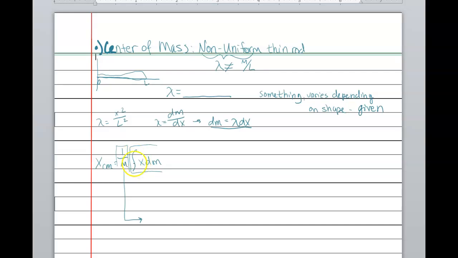First, I'm going to show you how to do the integral of x dm. Now we're going to sub in lambda dx for dm. So we're still going to integrate from 0 to L to the other end. And we subbed in lambda dx because now we can integrate with respect to our position, but we need to sub in our lambda as well, just like before. In this case, lambda is x squared over L squared.